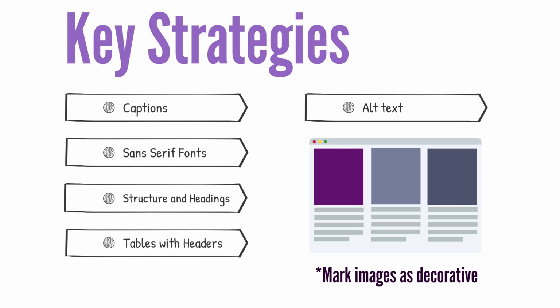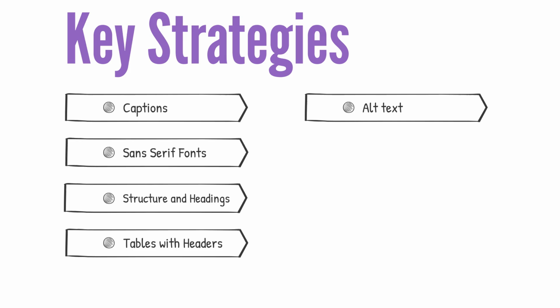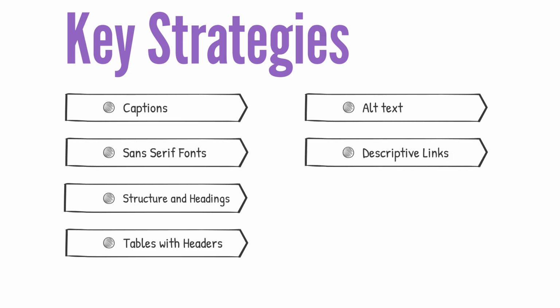Mark images as decorative if they are non essential to understanding the content and don't convey additional information or evoke an emotion. Use descriptive hyperlinks, which are hyperlinks in a web page or document that clearly and accurately describe the destination or purpose of the link, improving accessibility and usability.